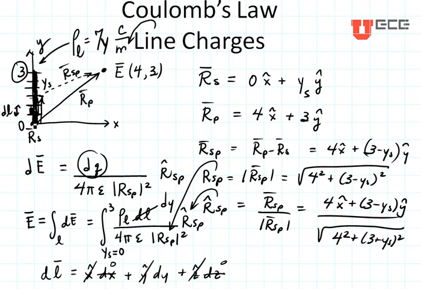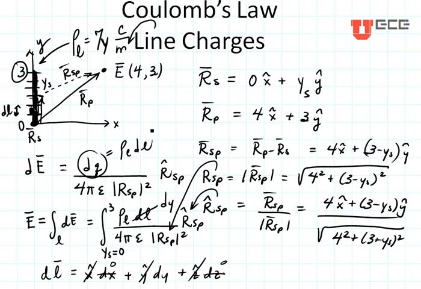Now we can see here that we have a line charge. The dq for a line charge is always going to be rho L dl. dq is always rho L dl for a line charge. Then, in order to find the electric field, we simply integrate, and in this case, we integrate over a line because it's a line charge. We integrate from ys equals 0 to 3, and we've just plugged everything in and we do this integration.